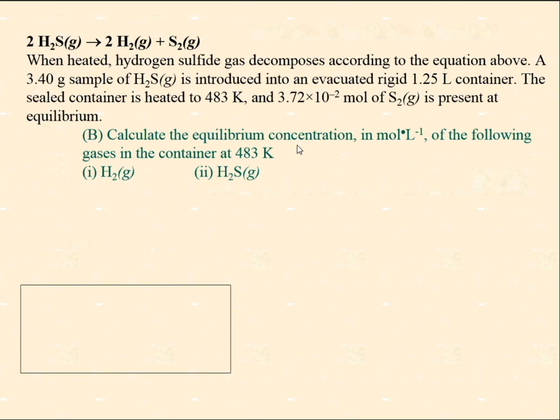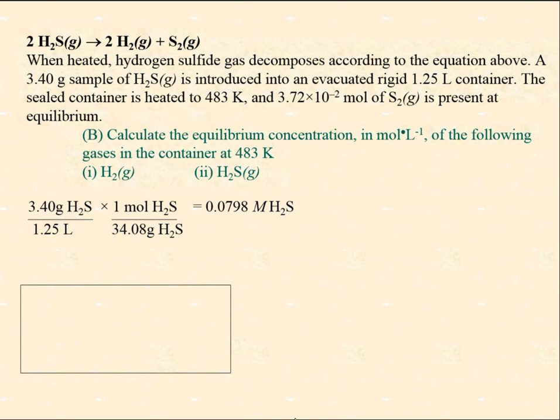Same question, part B: calculate the equilibrium concentration in terms of molarity for the following gases, hydrogen and hydrogen sulfide. At equilibrium, we already have the number of moles of this. Since our volume is fixed at 1.25 liters, that's the volume for everything. So we have a little bit of work to do to find out, first of all, how many moles of hydrogen sulfide we started with, and then we can start doing some fun rice tabling.